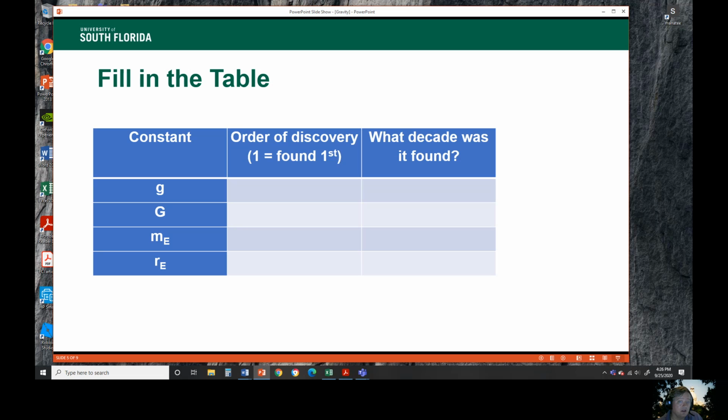And then, after you rank them, I want you to think about what decade it was found. Do not use Google. Do not look things up. But just think, when did we discover this? When did we find little g? When did we find big G? When did we find the mass of the Earth? When did we discover the radius of the Earth? So pause the tape, fill in this table on your answer sheet.